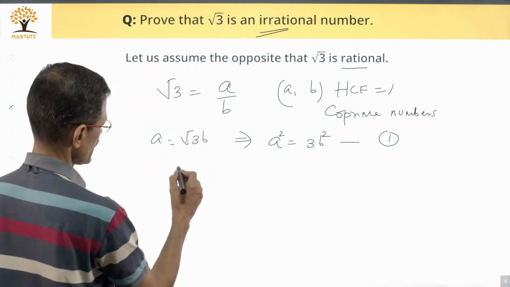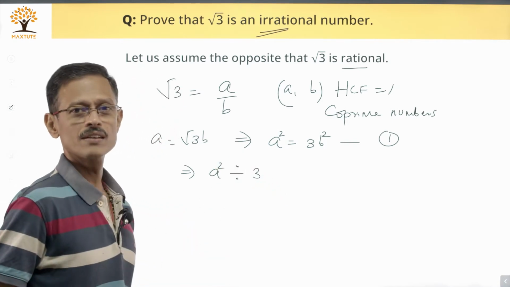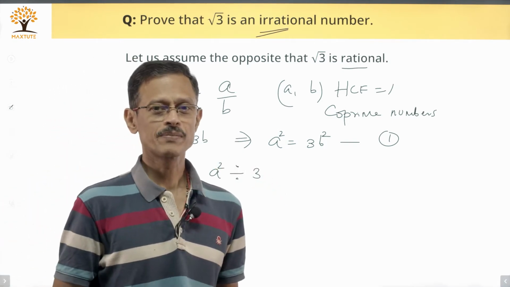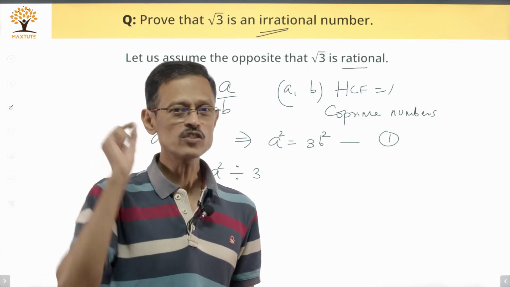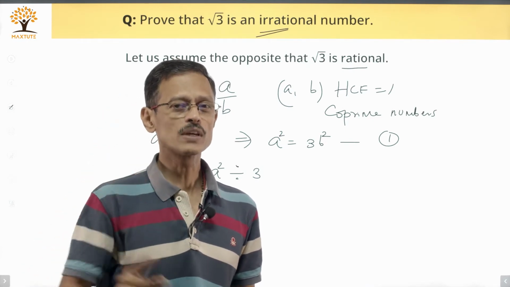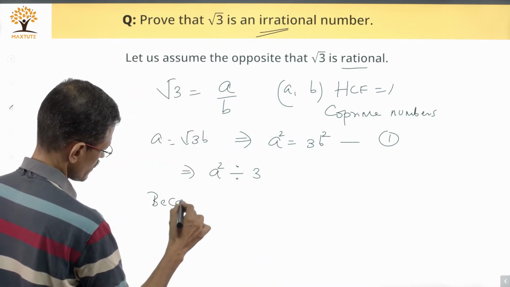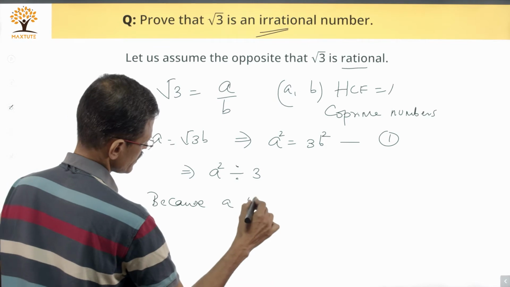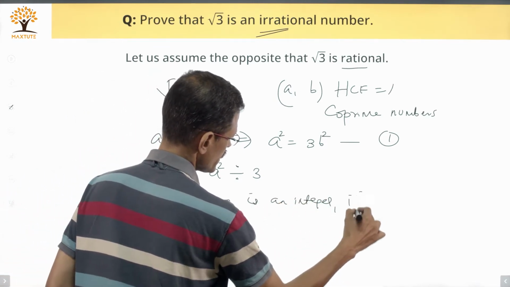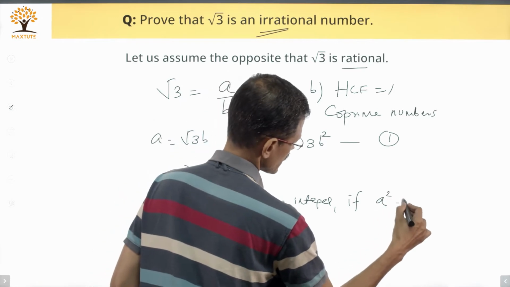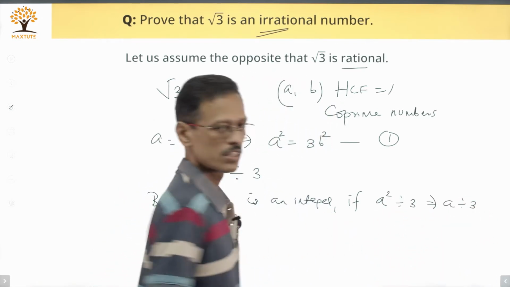So, from this we can infer that a square is divisible by 3. A is an integer. If a is an integer and a square is divisible by 3, that's possible only when a is also divisible by 3. So, because a is an integer, if a square is divisible by 3, then it implies that a is also divisible by 3.